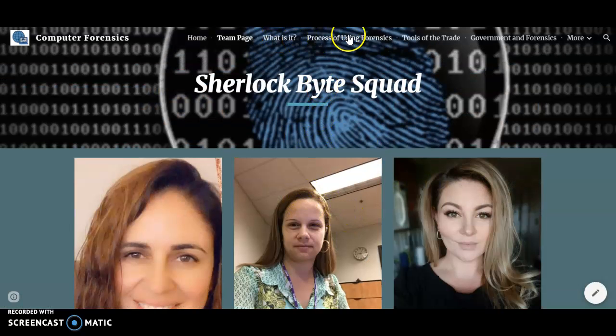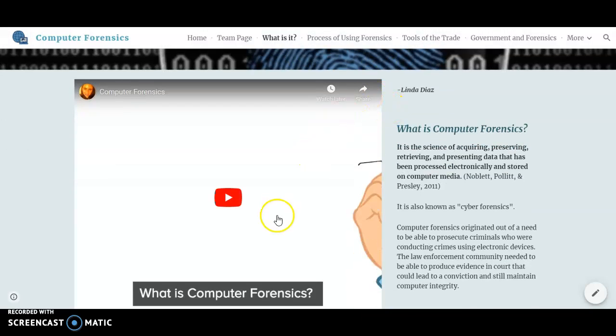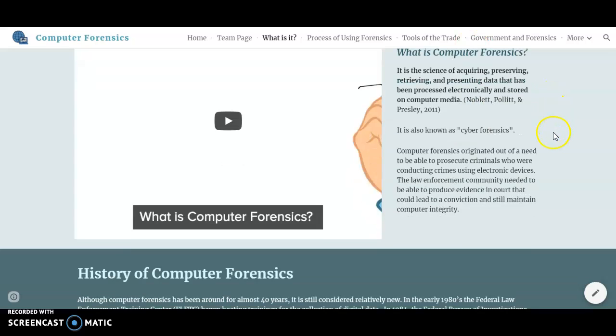And then we have my page, which is, what is computer forensics? And how I started it off was I used the FBI's definition. So it is the science of acquiring, preserving, retrieving, and presenting data that has been processed electronically and stored on computer media. So that is what the FBI uses as their definition for computer forensics. Computer forensics is also known as cyber forensics, so they're interchangeable.